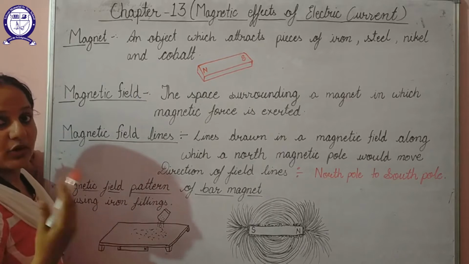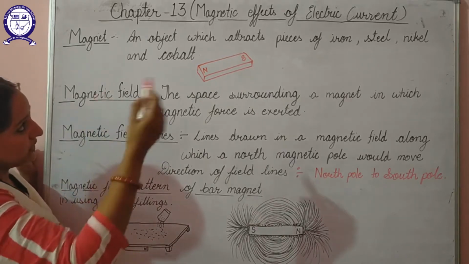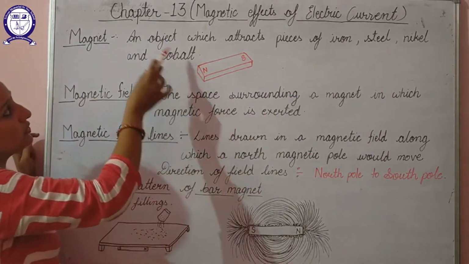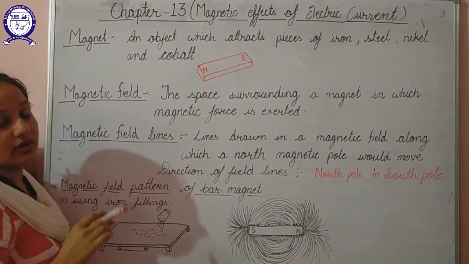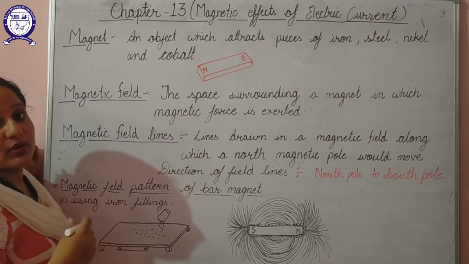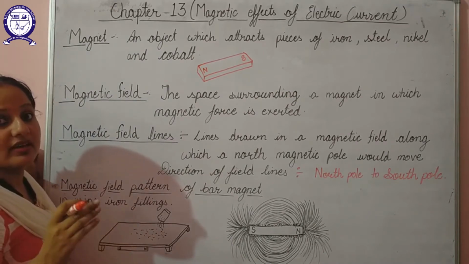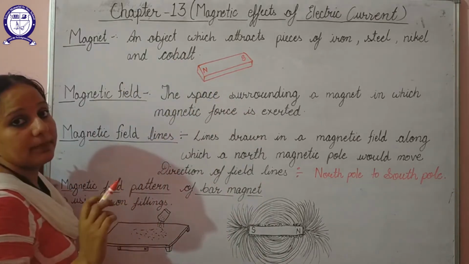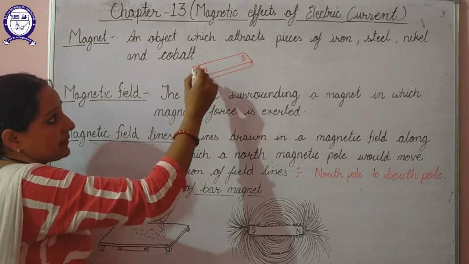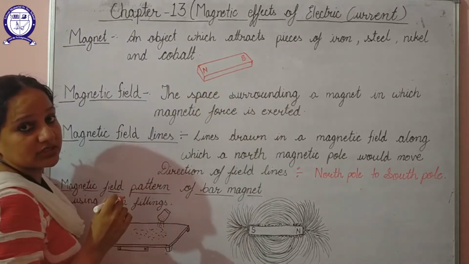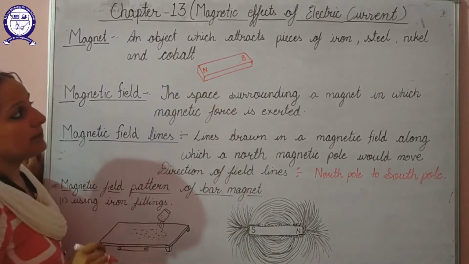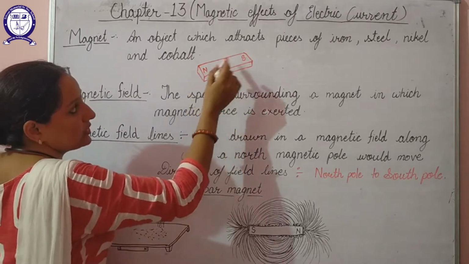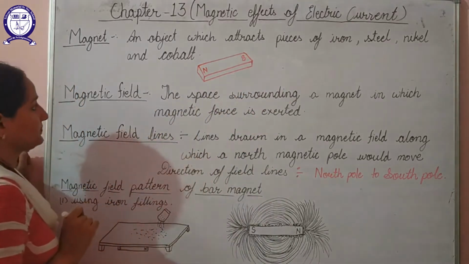In our day-to-day life, we have all seen a magnet. An object which can attract pieces of iron, steel, nickel and cobalt is termed a magnet. Magnets can be of different sizes depending on their shapes also. The most common magnet that we come across is the bar magnet. A bar magnet is a magnet of rectangular cross section. Every magnet has two poles: one is the north pole, the other is the south pole.